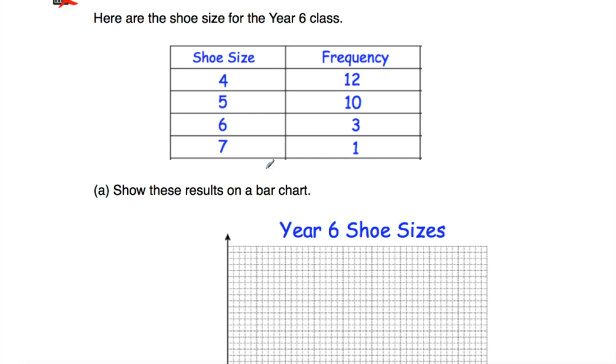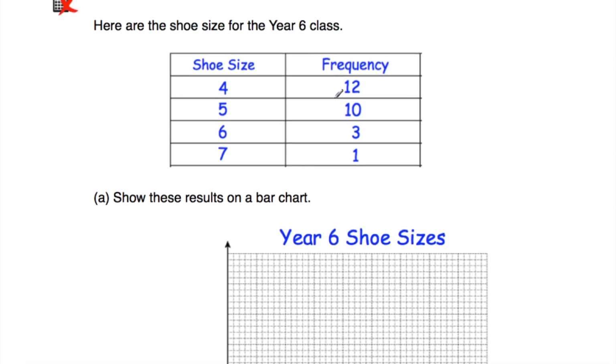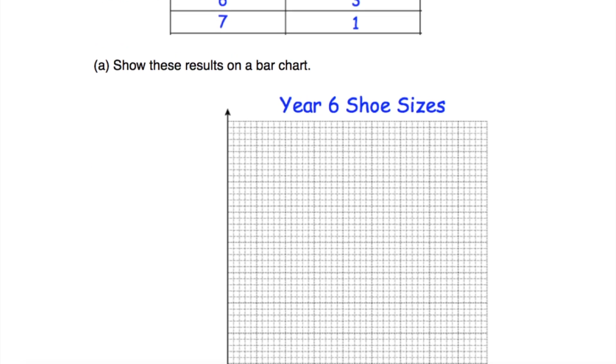And part A says show these results on the bar chart. So we need to show these results on this bar chart. So here's our set of axes, and let's start off going up vertically. We need to go up to, the highest frequency is 12, so we need to make sure that we're going up to 12 on the vertical axis, so let's do that.